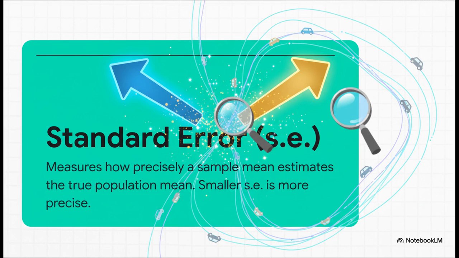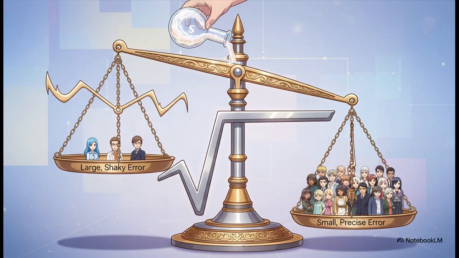You should think of it just like the margin of error you hear about in political polls. It doesn't care about the spread of individual opinions. It tells you how confident you can be in the overall result. A small standard error means your sample average is probably very, very close to the true average. It is a measure of precision. And the formula to calculate it is just beautiful in its simplicity.